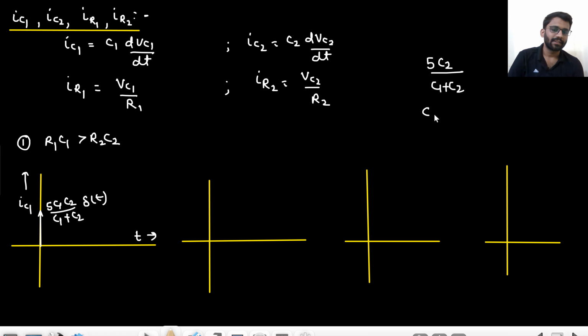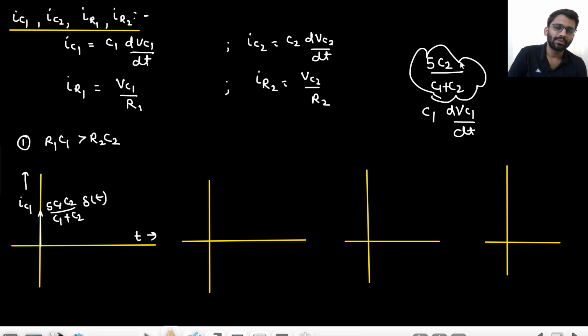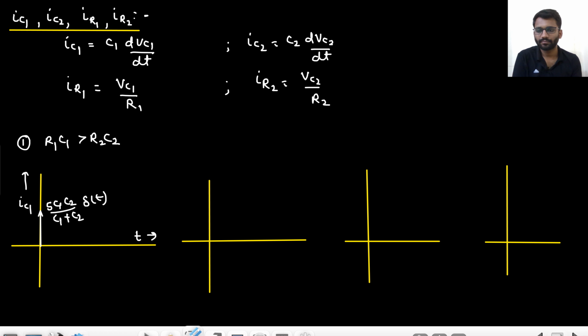Now what is the current? That is C1 dVc1 by dt. So this was the change into C1 delta T. That would be the current. So this is what I have written. Right? This is the current. Then the slope is positive, so it will decay down from this value to 0. Okay? From here to 0.